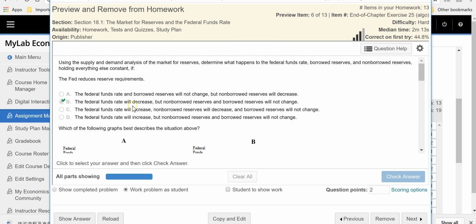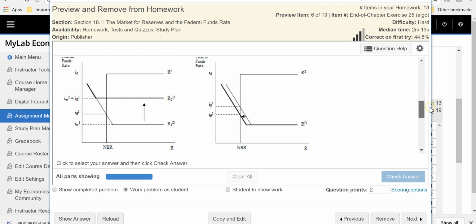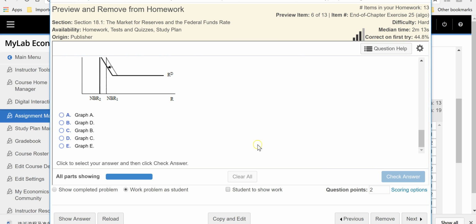The federal funds rate will decrease, but non-borrowed reserves and the borrowed reserves will not change. So now we can comfortably choose D. We just choose D here.